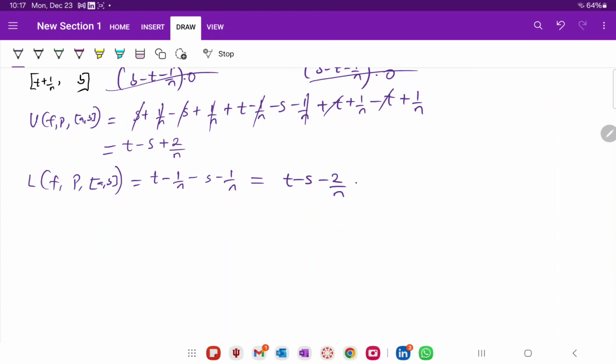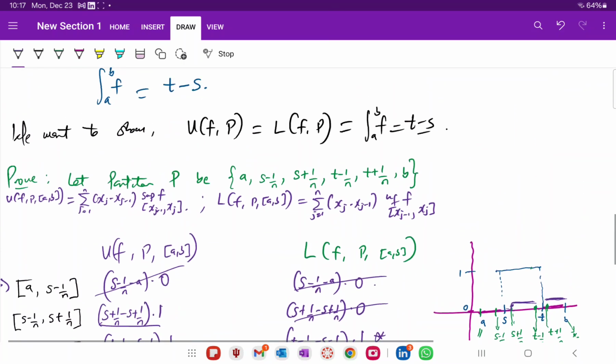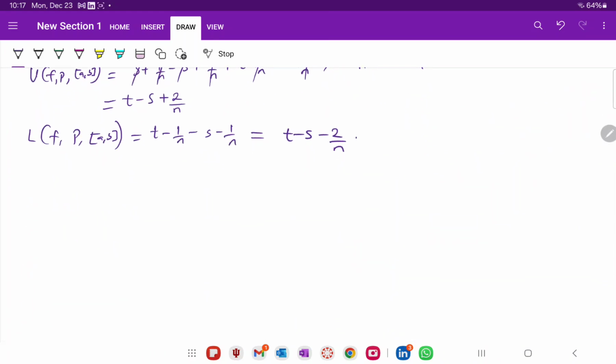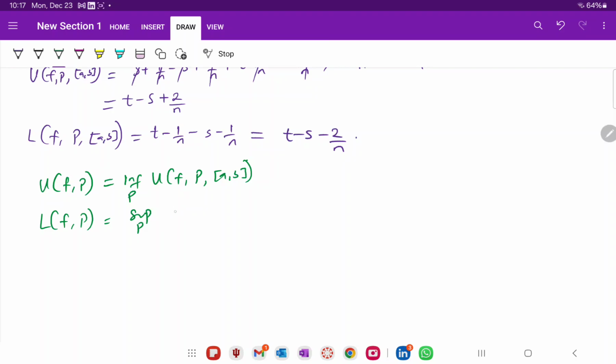Now, don't forget the definitions of the Riemann integral. Let me state the definition. We have the upper Riemann integral, which equals the infimum over the partitions of the upper Riemann sum, and the lower Riemann integral is the supremum over the partitions of the lower Riemann sum.